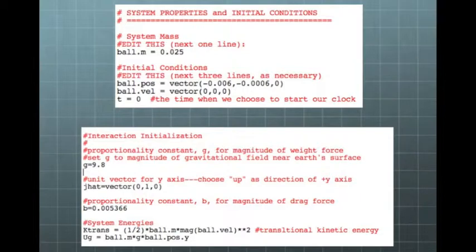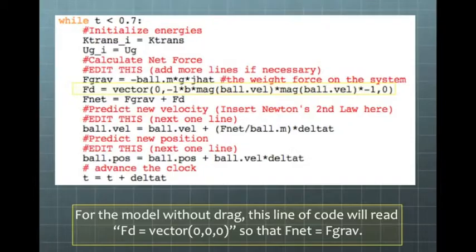Using this data, the code was initialized. The ball had a mass of 25 grams, and the initial position of the ball was negative 0.006 meters, and it had a zero velocity since it started from rest. Other initializations were defining G as 9.8, defining j hat as the positive y direction, and defining b, the proportionality constant, based on the data from Tracker to be 0.005366. The system's energies, translational kinetic energy, and gravitational potential energy were defined at the bottom. The calculation loop was set to run for 0.7 seconds.